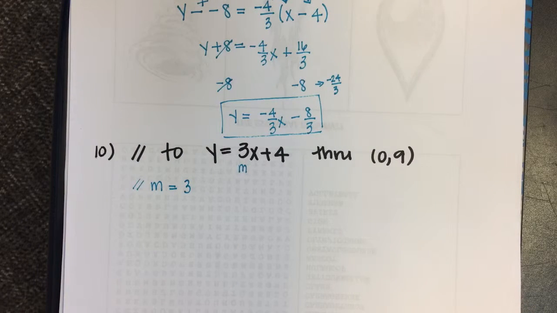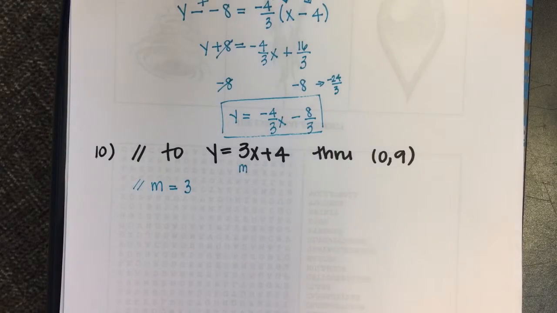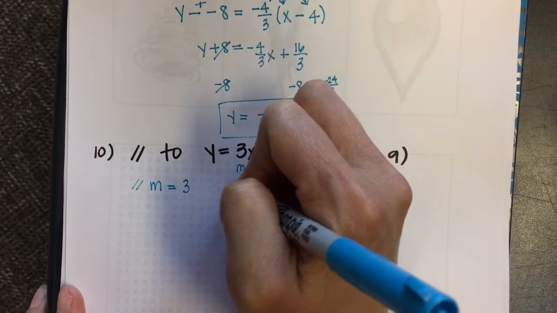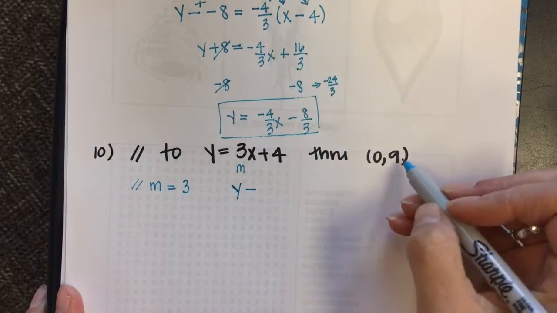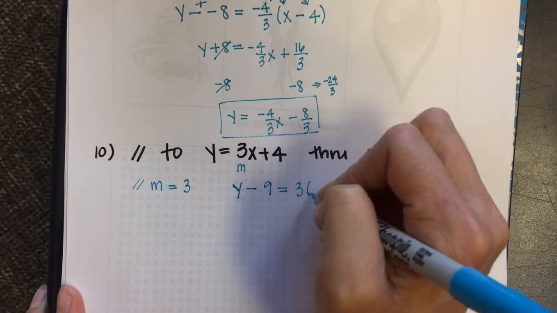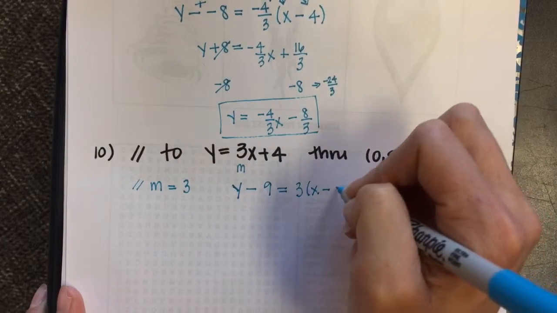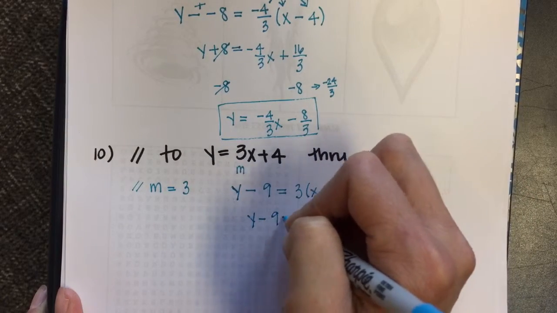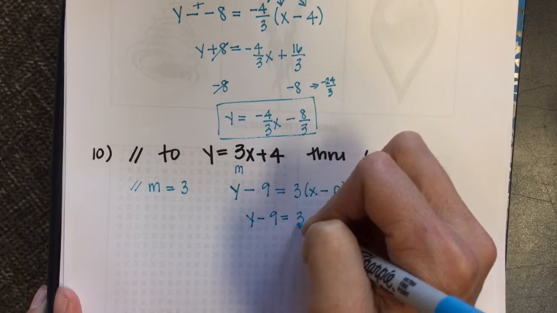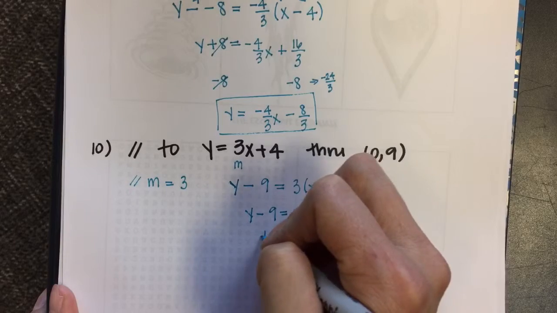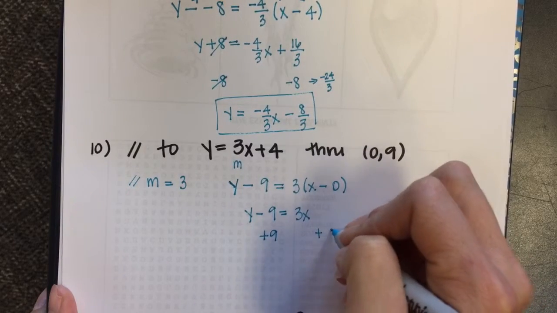So now I'm going to do what I did in the previous one. I'm going to start with point slope form. Y minus the y coordinate is 9 equals m times x minus the x coordinate is 0. So y minus 9 equals 3 times x is 3x. 3 times 0 is just 0. And then add 9 to both sides to isolate the y.